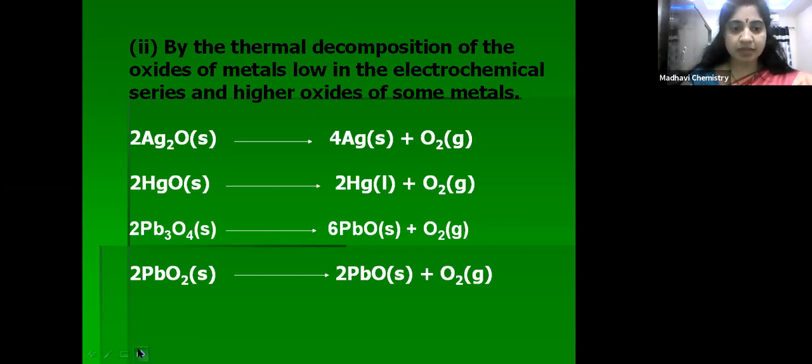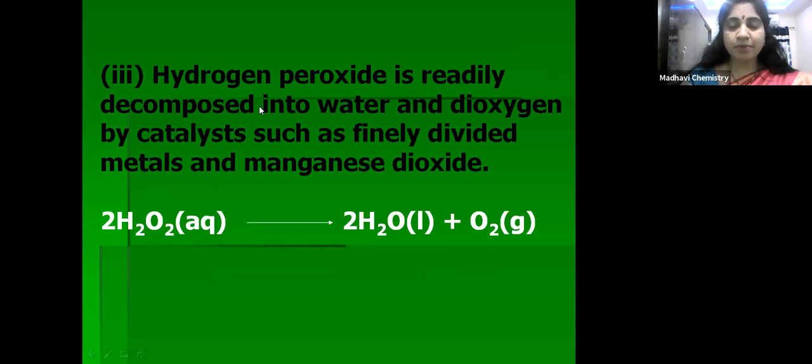Next, coming to hydrogen peroxide. You know that, children, H2O2 is hydrogen peroxide. Hydrogen peroxide readily decomposes into water and dioxygen in the presence of catalysts such as finely divided metals and manganese dioxide. So in the presence of a finely divided metal and manganese dioxide as a catalyst, hydrogen peroxide readily decomposes to give oxygen and water.